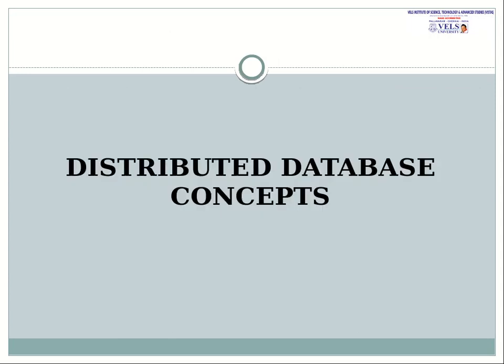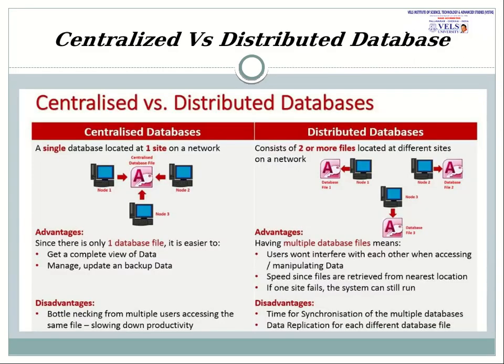Next we will discuss distributed database concepts. What is the difference between centralized databases and distributed databases? Centralized database means a single database located at one site on a network. The centralized database file is connected with different kinds of nodes. The main advantage of a centralized database is that since there is one database file, it is easier to get a complete view of the data.